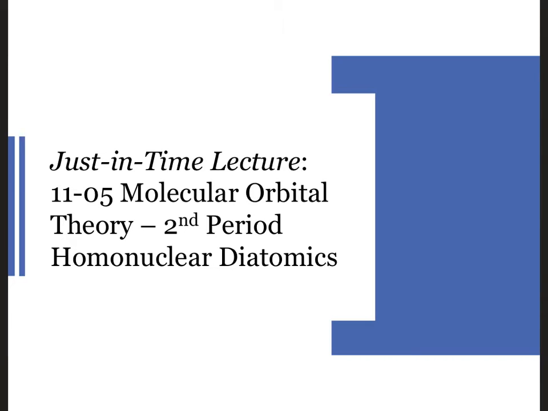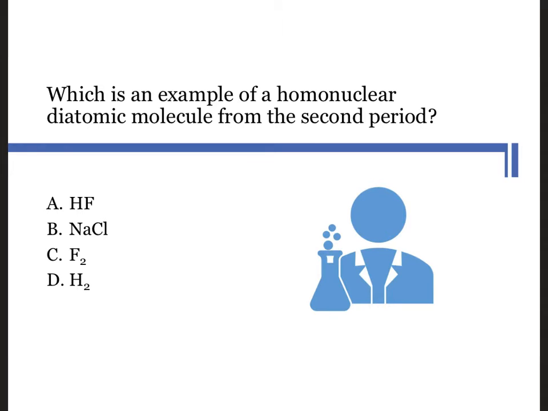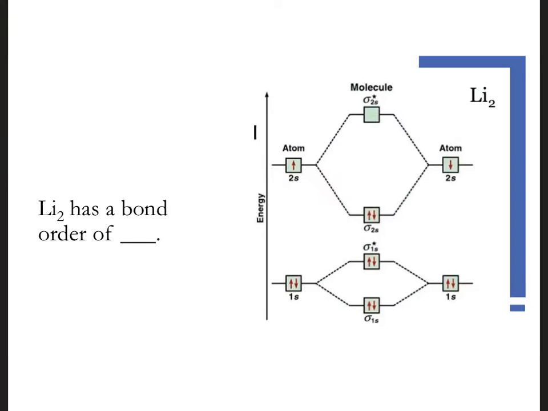All right, this is our just-in-time lecture covering the most often missed questions in 11.5, Molecular Orbital Theory, second period, Homonuclear Diatomics. Which is an example of a homonuclear diatomic molecule from the second period? All right, the key to this one is homonuclear means same element, same nucleus. All right, and the best answer here is fluorine. Remember, hydrogen is not in the second period, it's in the first period.